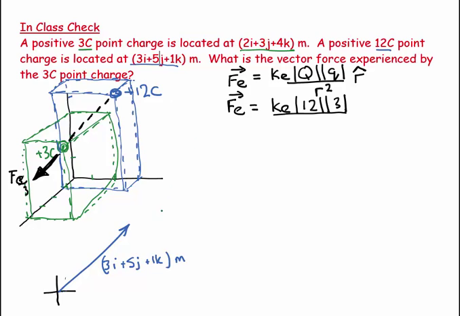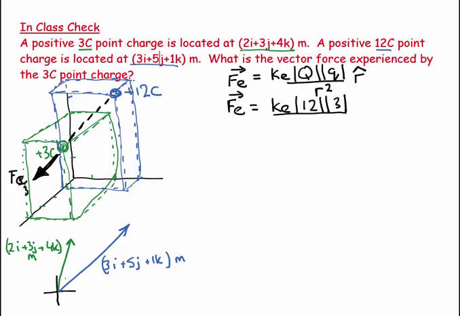And then let's now imagine my green vector. What would that be? My green vector is 2i plus 3j plus 4k meters.